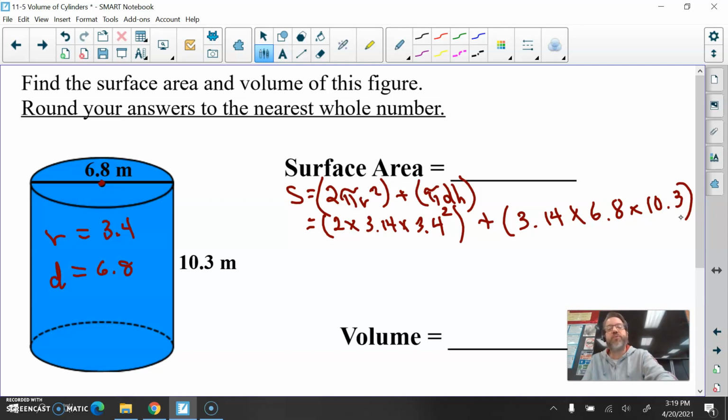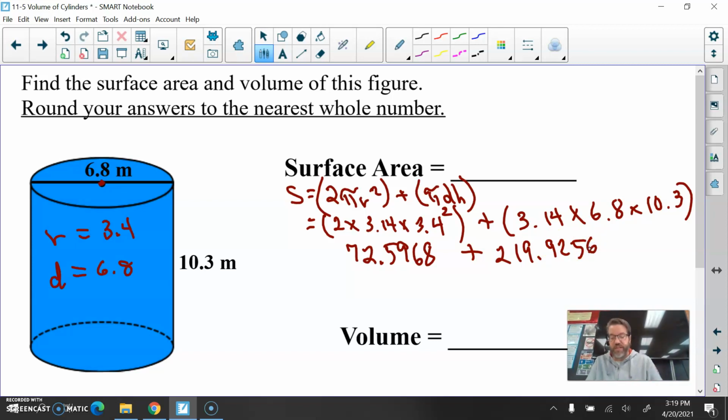So I'll start on the left here, 3.4 squared, 3.4 squared. And then I'll take that times 3.14 and then times 2. And I get 72.5968. Plus, and then on the right, I have 3.14 times 6.8 times 10.3. That equals 219.9256.